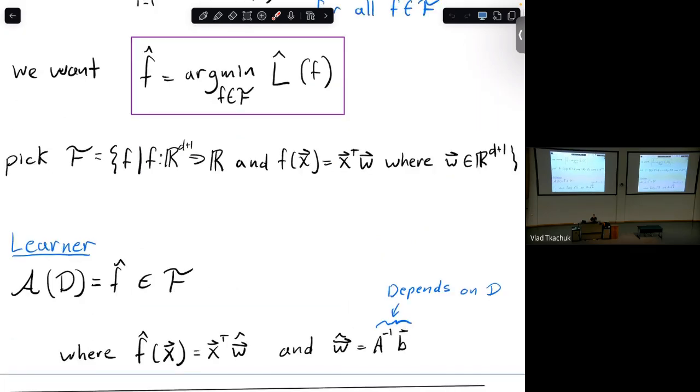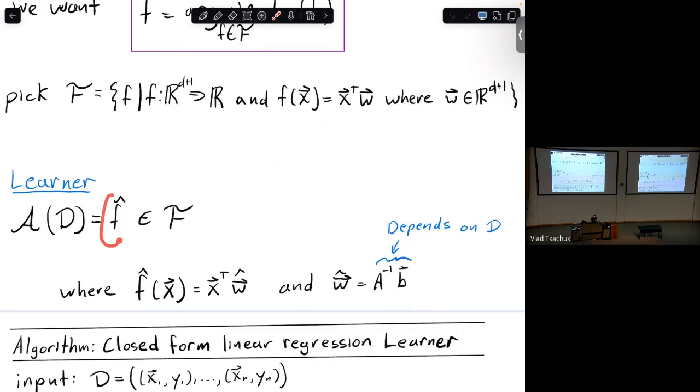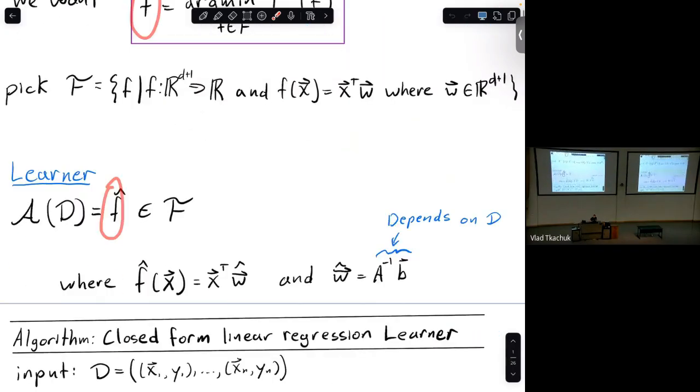The realization was, if we make this function class parameterized by something, such as linear, where every function has a one-to-one map to some parameter, then minimizing such a quantity is the same as minimizing this function where you plug in the predictor and minimize over its parameter. And we found with the closed form solution that this f hat here is just equal to this, which is obviously a linear function.